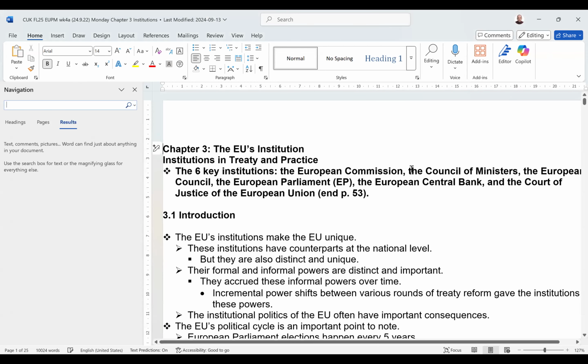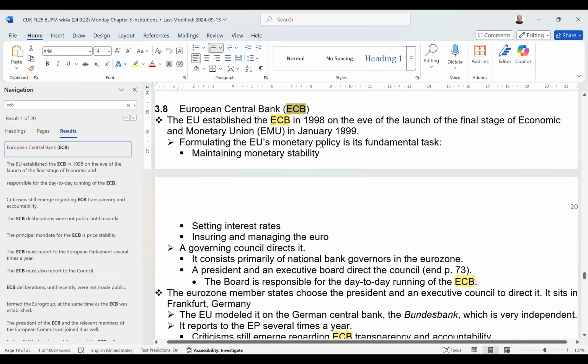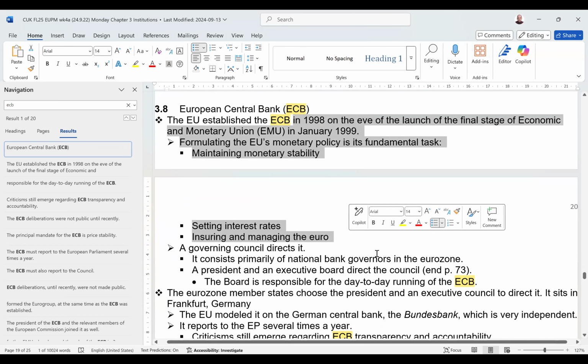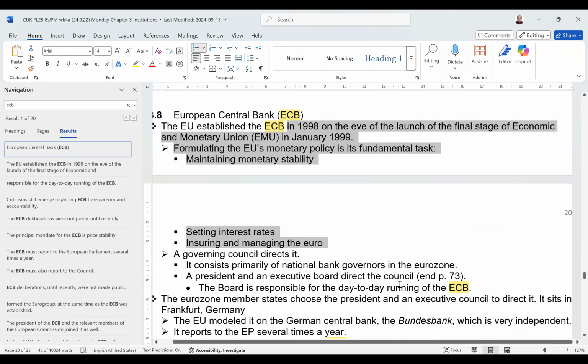Find ECB, the European Central Bank. It was established in 1998 on the eve of the launch of the final stage of economic and monetary union in January 1999. It maintains monetary stability, sets interest rates, and manages the euro. I mean, that's an understatement. Its first big challenge came about 10 years after it came into being, when the financial crisis began around the world, right? A governing council directs it. But it became really dominant and powerful 10 to 15 years ago.